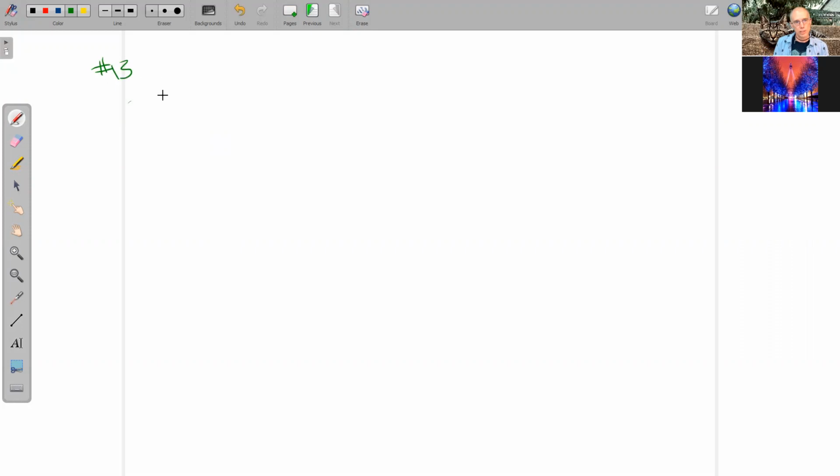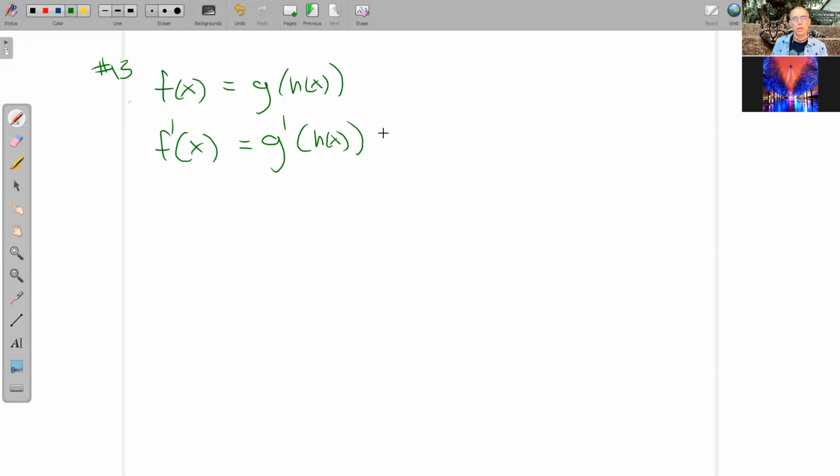Number 13, f of x equals g of h of x. So according to the chain rule then, f prime of x, you've got to write this step down, otherwise you can't do this problem. It's g prime, leave the h alone, and then multiply by h prime of x. And then they want us to plug in 2 to that.